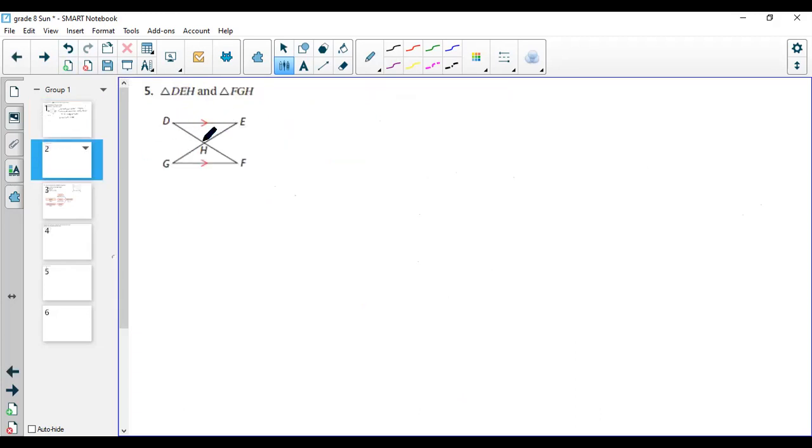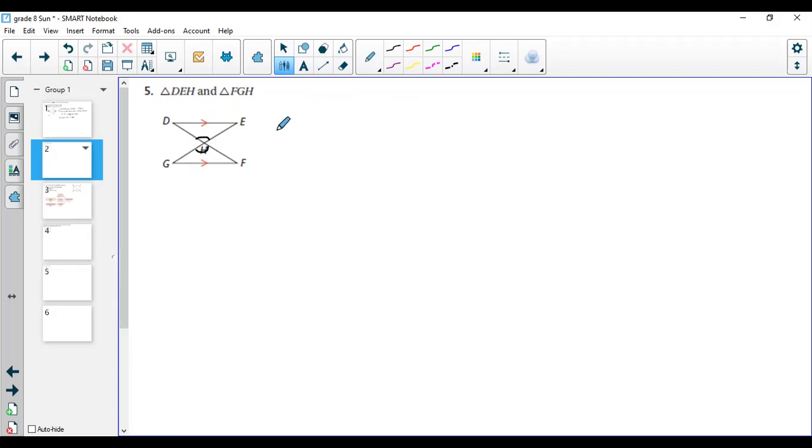Triangle DEH, so they're talking about this triangle DEH and triangle FGH. The information given to us is only that these two are parallel, that's all. Now, from our mind, we can say they did not give us anything, so we can only derive that this angle is equal to this angle. We cannot say anything else because they did not say anything about corresponding sides or corresponding angles. So the information given here is not enough.